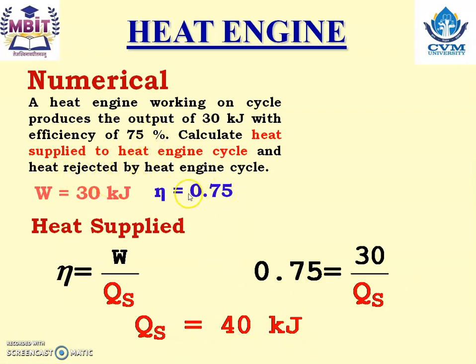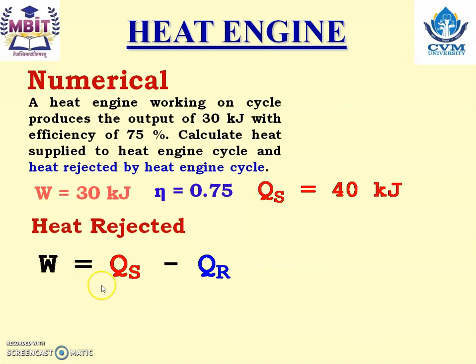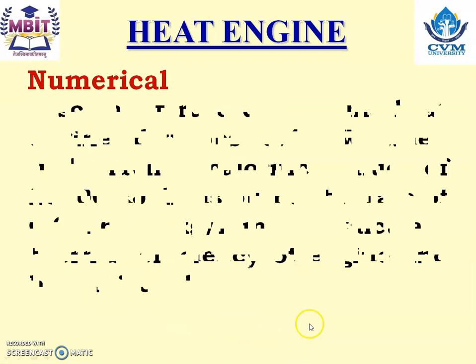Now we have to calculate the heat rejected. Now what is the equation for heat rejected? That is work done is equal to QS minus QR. Now we have got the QS. Work done is already given. So substitute the value. Work done 30 is equal to 40 minus QR. So QR is equal to 10 kilojoule.